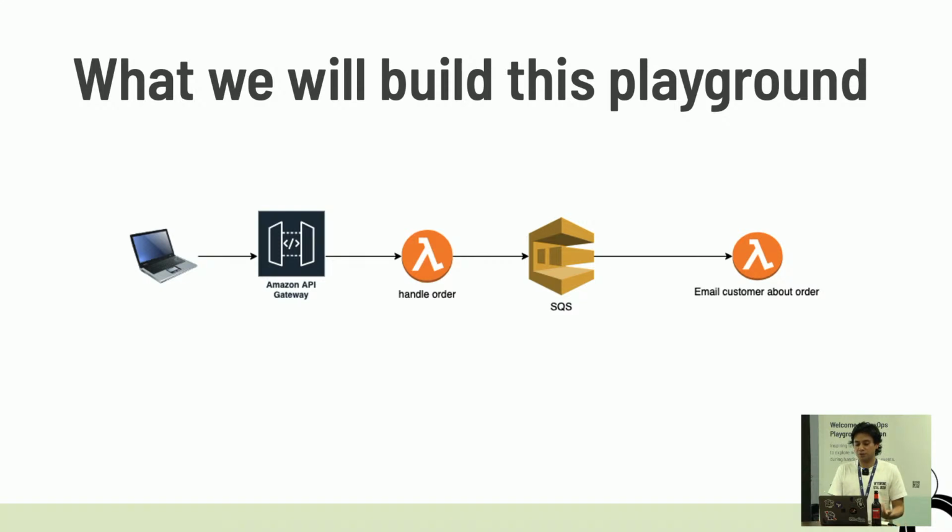So what we need is an API, obviously, because that's how customers are going to talk to our service. We also need something to handle the order, so some code that's going to run to handle whatever order's been placed. And then we need a queue to basically say, okay, the order's been placed properly.